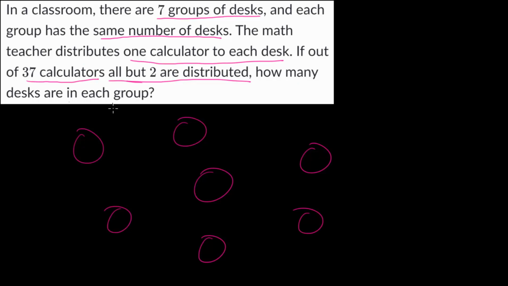So let's start with this last fact here. If out of 37 calculators, all but 2 are distributed, that means that there are 35 calculators. And this middle sentence here, the math teacher distributes 1 calculator to each desk, tells us that if 35 calculators were distributed, that means there are 35 students.